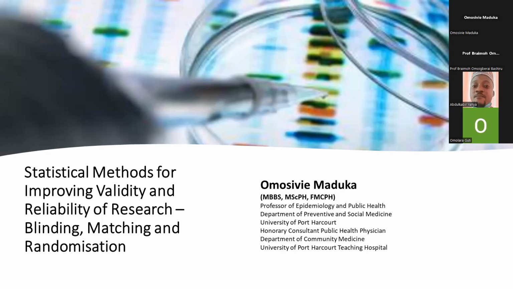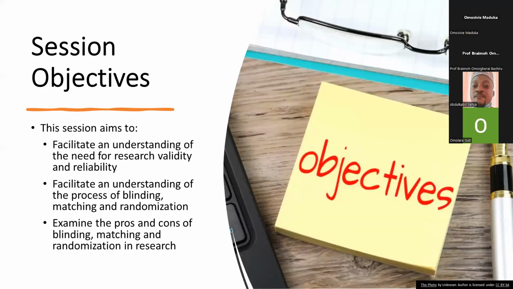Now, blinding, matching, and randomization aren't the only three statistical methods for improving validity and reliability. So for extra measure, I thought to throw in some of the other statistical methods, and we will see that as we go along. And hopefully in the next 40 minutes or so, we should have quite an interesting and engaging time.